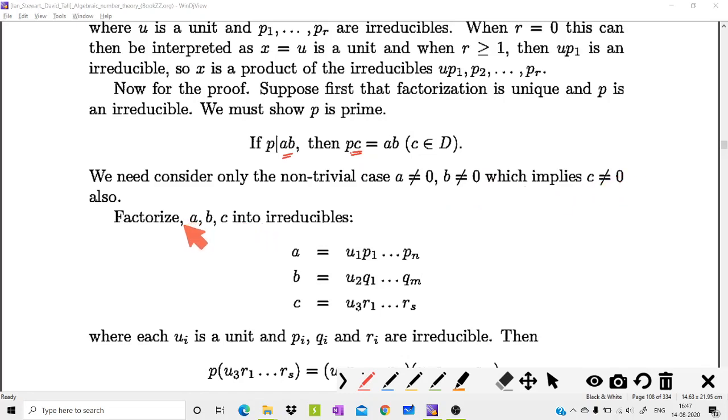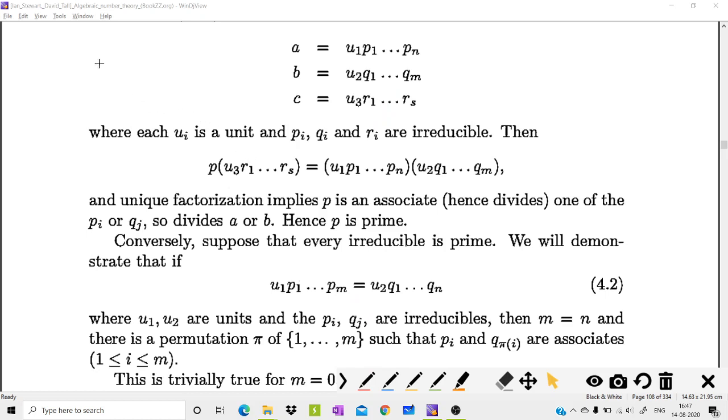Then factorize A, B, C into irreducibles. We can factorize all the elements of this integral domain. So A can be factored into these factors, similarly B and C. Now PC equal to AB implies P times C can be written as u3 r1, r2, r3, etc., rs, where A is this one and B is this. So we have a product of irreducibles over here.